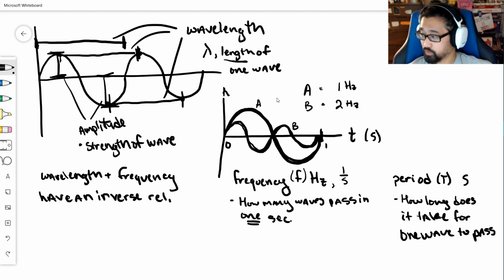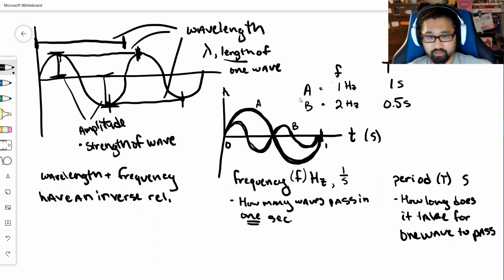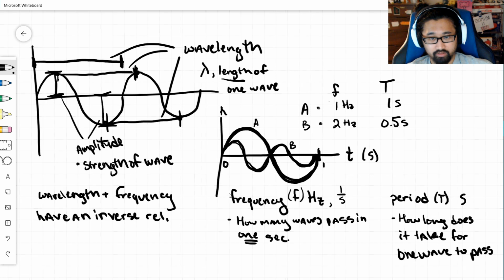Right. So I want you to notice for wave A, it takes 1 second. So the frequency for A is 1 hertz. The frequency for B is 1 hertz. The period for A is 1 second. The period for B is 0.5 seconds. Because it takes only half a second for wave B to go by. Look, so here's wave B. That's one full wave. It only took half a second to do that. 2 waves go by in 1 second, so 1 wave would go by in half a second.